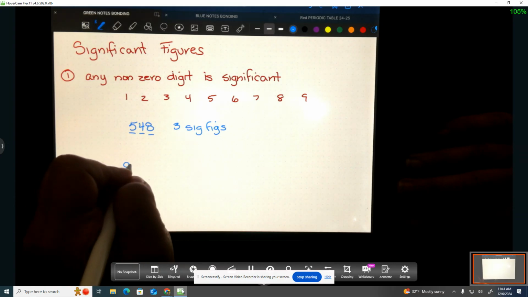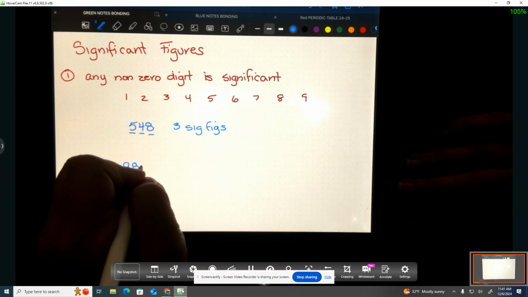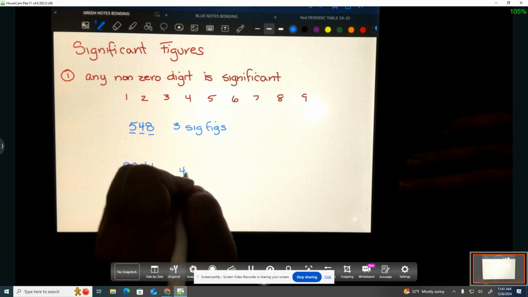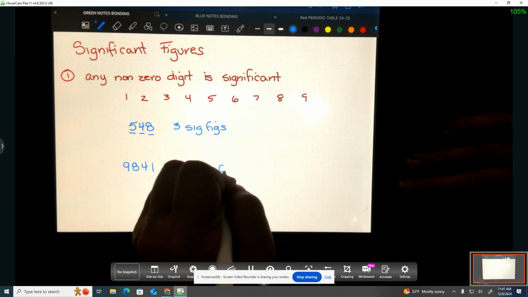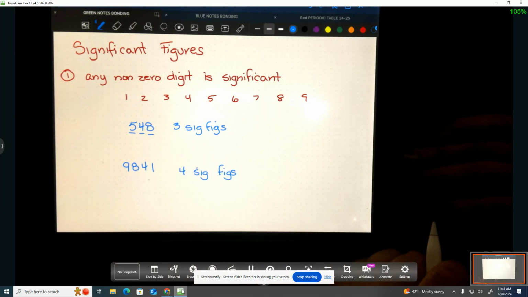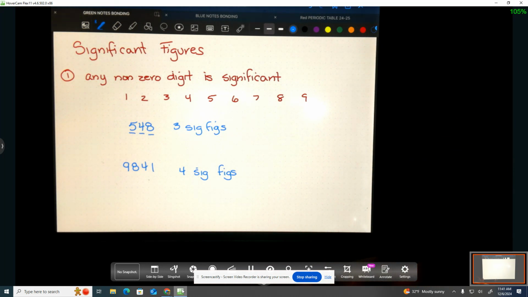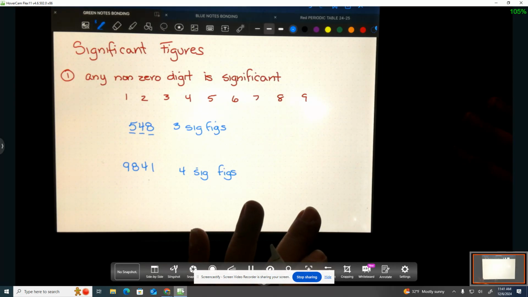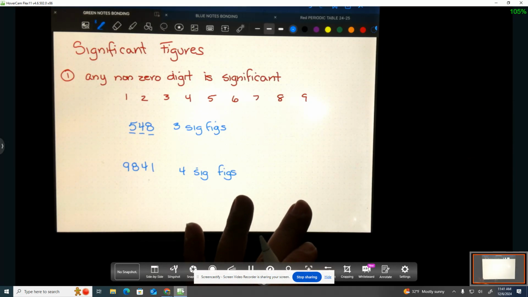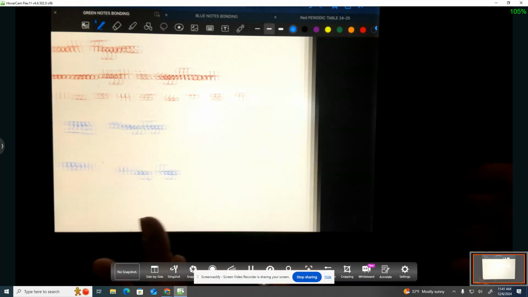If I do 9,841, that has 4 significant figures. Notice I have not introduced any zeros yet. It's the zeros that get a little shady. You know those shady zeros. Okay, first rule. If it's a number that's not a zero, you're going to count it.